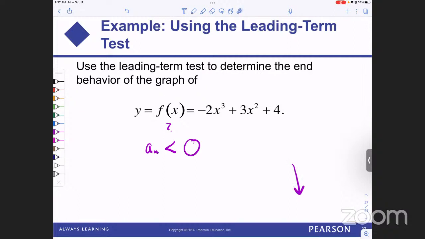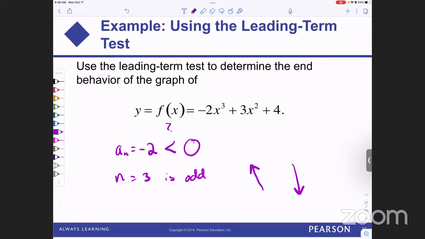What's the degree of the polynomial? The power on the largest power. Go ahead. 3. 3. Okay. Is that even or is that odd? Odd. Okay. So we have that n is odd. Let's change this up a little bit. So our an, our leading coefficient was -2, which is less than 0. Our n was 3, which is odd. So because the degree of our polynomial is odd, that means the other side does the opposite. So it should go up to the left.